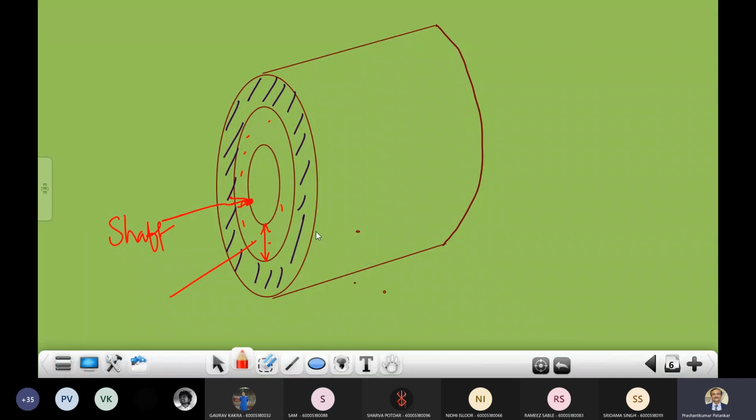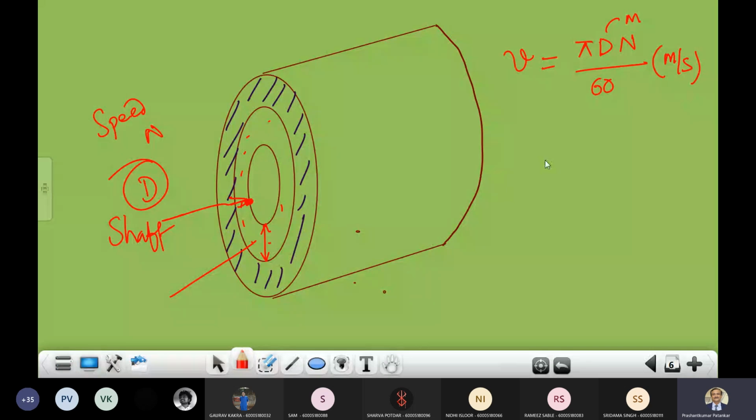If the diameter of the shaft is denoted with the notation capital D, and let us say this shaft is rotating with a speed of capital N, then the velocity of the surface of the shaft will be pi times D times N divided by 60. If this diameter is taken in meters, then only can I write this velocity in meters per second. Am I right?